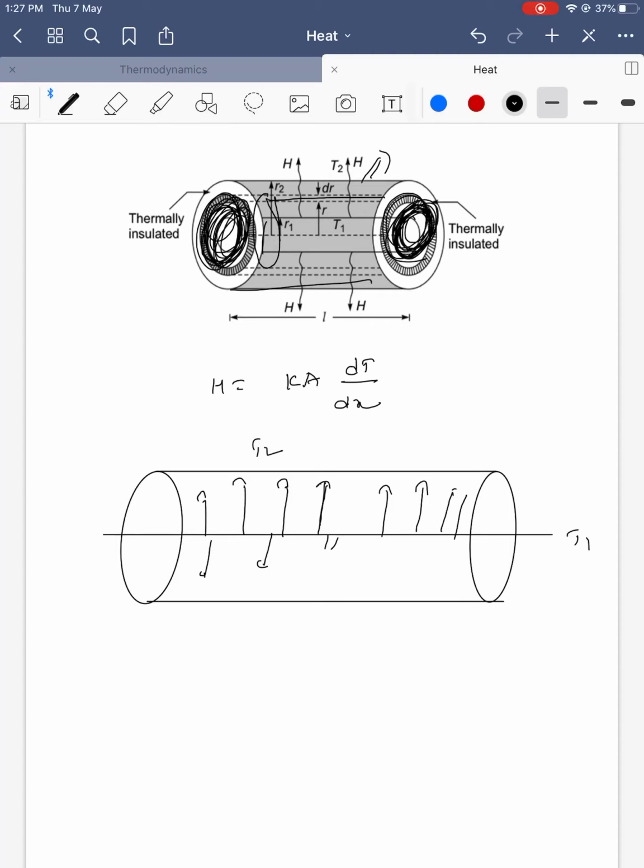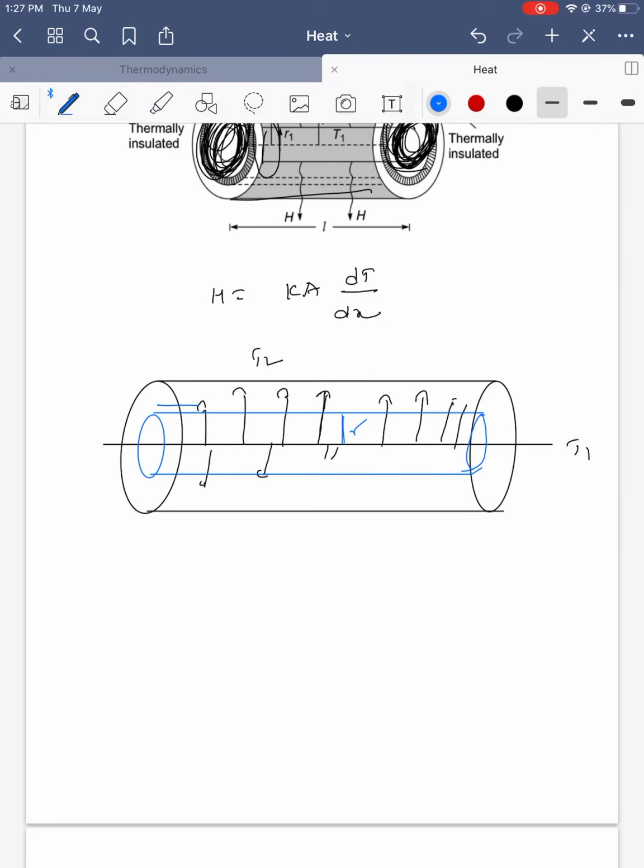To solve this, first we should consider a similar cross section like our whole body. I am taking a cross section which is cylindrical, and it has a radius of r and a small thickness dr. So H is equal to K A. Area becomes what? Radius r, 2 pi r into total length L. 2 pi r L into minus dT by dr. I can keep the minus sign here because temperature goes from high temperature to low temperature. dT means final temperature, outside temperature T2 minus T1 will come.